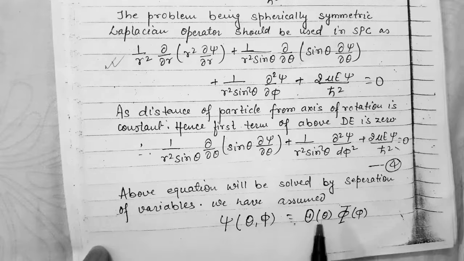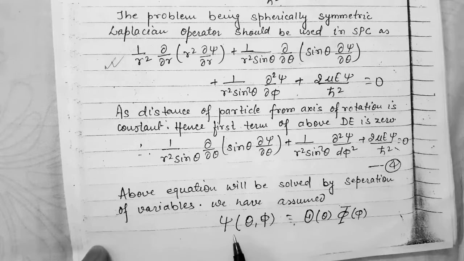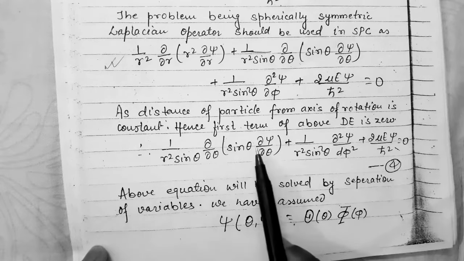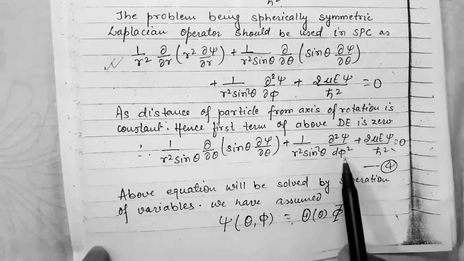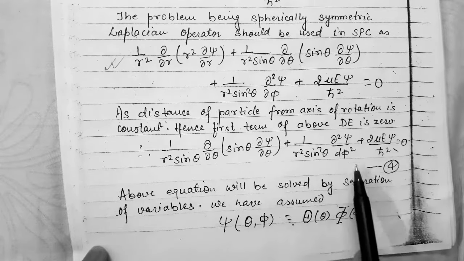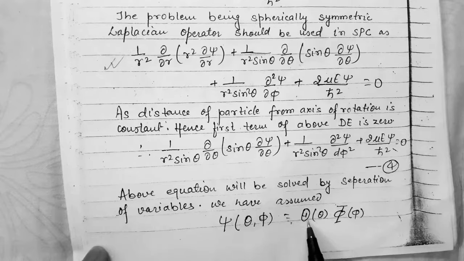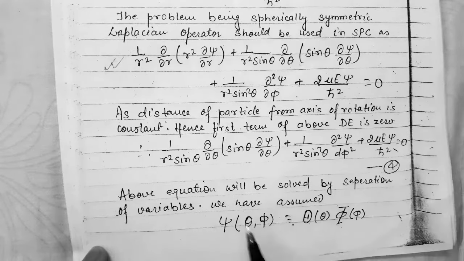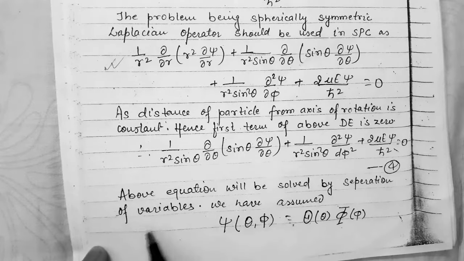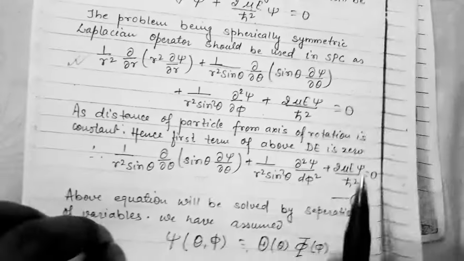Similarly, this kind of equation can be drawn, that is the psi term, because there are two terms, theta dependent as well as phi dependent. This theta dependent and phi dependent part can be represented by capital Theta and capital Phi. According to the separation of variables, this can be expanded like this, and this has to be replaced in the above equation.